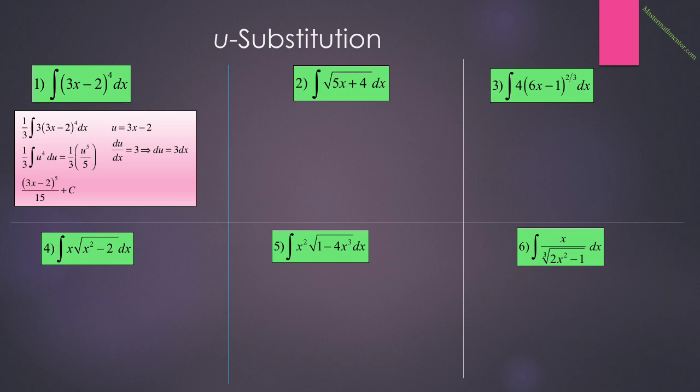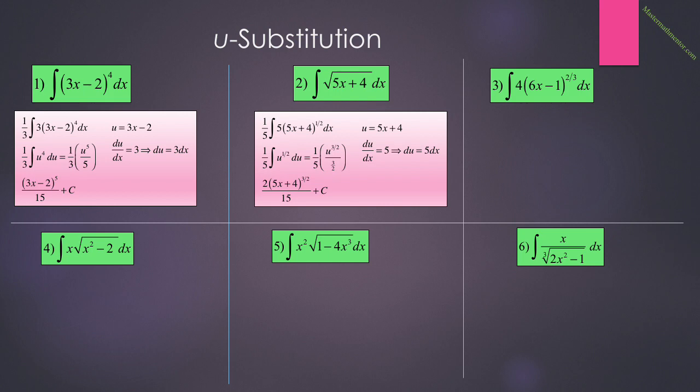We can now write everything in terms of u. This becomes 1/3 u to the 4th du. Remember, the 3 dx is du. We can integrate that to get 1/3 u to the 5th over 5, and my final answer is 3x minus 2 to the 5th power over 15 plus c. You can take the derivative and show you will end up with quantity 3x minus 2 to the 4th power.